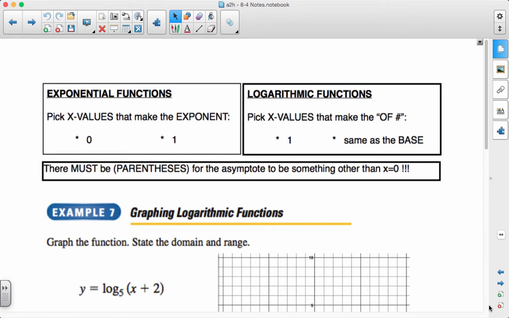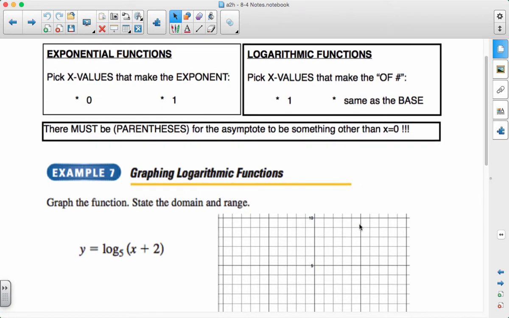Hey guys, so I wanted to go over graphing of logarithmic functions in this video, and you can rewind it and go over it as you wish.